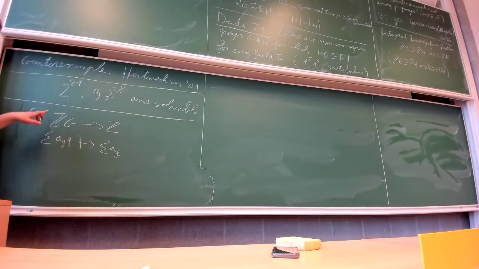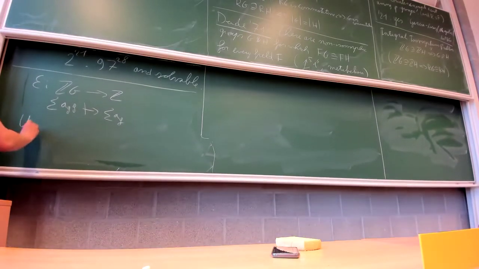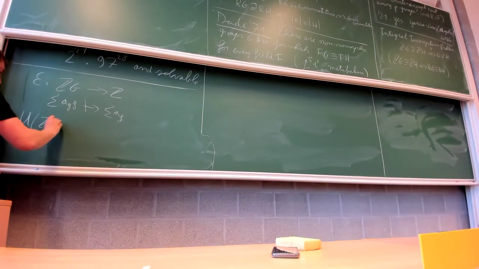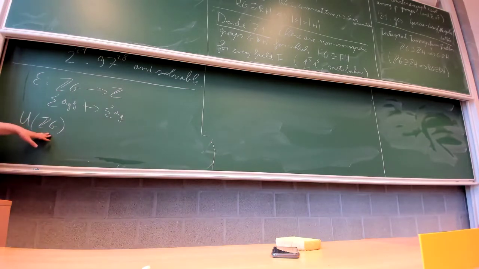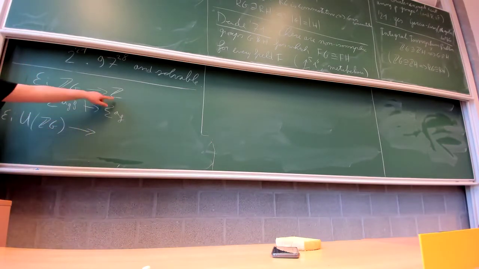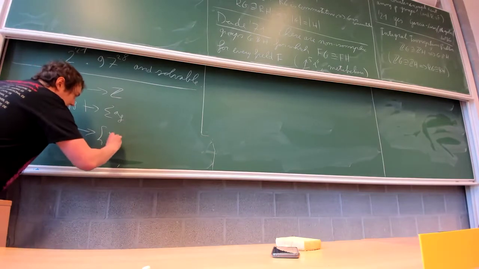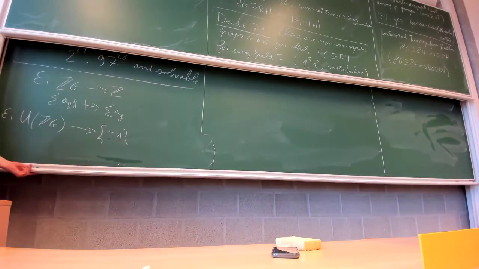If you have a ring morphism, then you know that you can restrict this to a group morphism between the invertible elements. So if in ZG you take U(ZG), which is just the subgroup of all invertible elements, then there is also a map to the units, the invertible elements in Z. It's not a lot. It's plus minus 1.